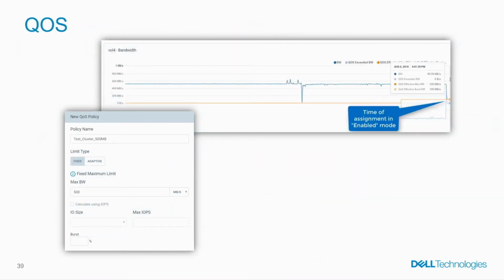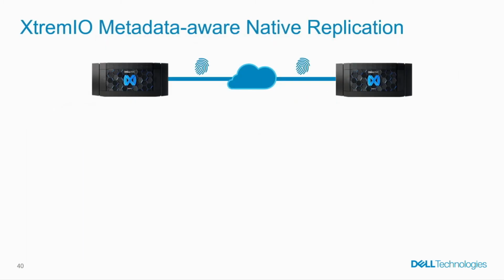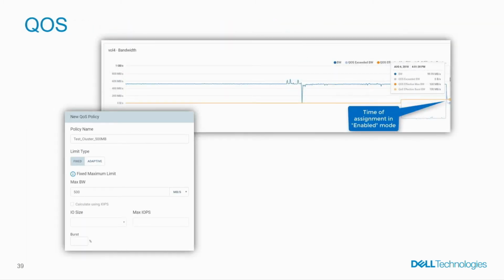Quality of service. Whether you are a service provider or you manage your test and dev copies on the same array as the production, you now can create quality of service limits. You can create fixed or adaptive limits and apply them per LUN or per consistency group. And basically by that, you can control the performance of specific data stores or data store groups and set limits for them.